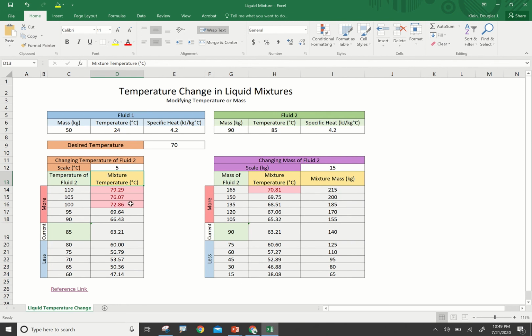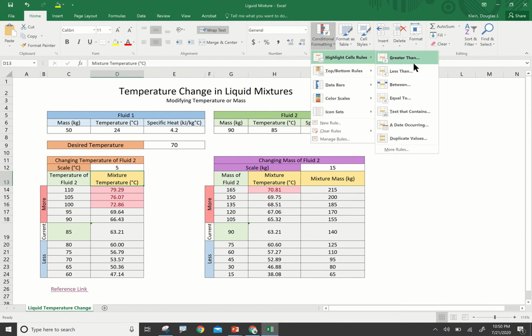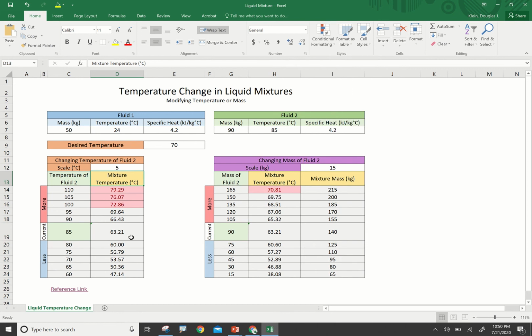The one thing that I'm doing that you might not have experienced before is I've grayed out all the cells where my calculations are, and that way I know not to mess with those. But I also have this conditional formatting here. I've highlighted this row, and I made it say that whenever we have a value above my desired temperature of 70, it sets that to red. And so I'm able to read the value a little bit faster.